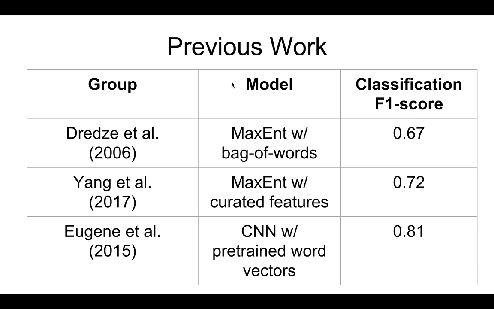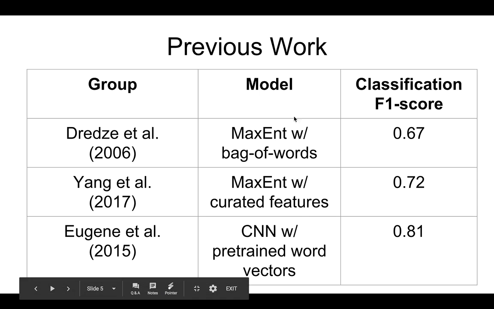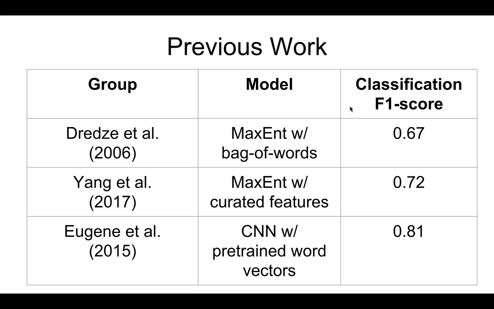There's been considerable work on this over the past 20 years or so. Here's a brief survey of the existing literature. These first two are linear models. The final one is a CNN. The F1 scores indicate that this problem is tractable, though not trivial.